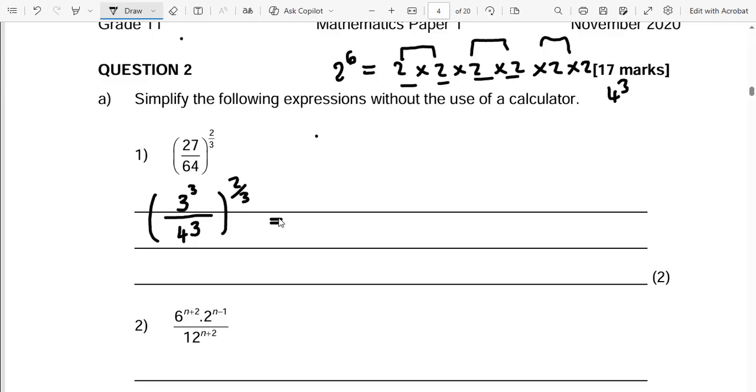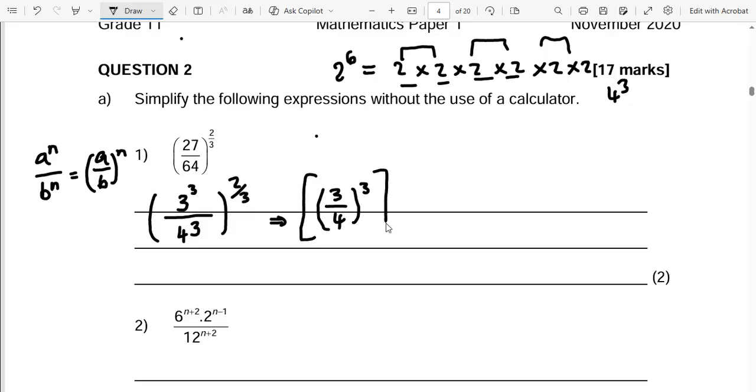Let's take out that exponent and say this is 3 over 4, everything to the power 3, because if I have a to the n over b to the n, since the exponent is the same, this will be a over b, everything to the power n. That is what I'm applying here. This is to the power 2 over 3. So now you can multiply the exponent.